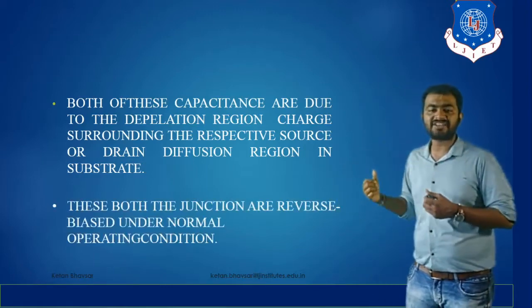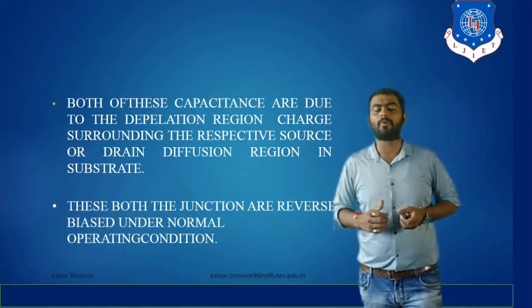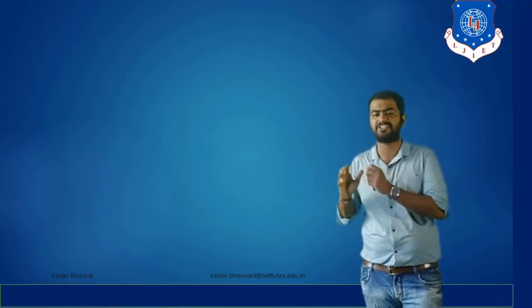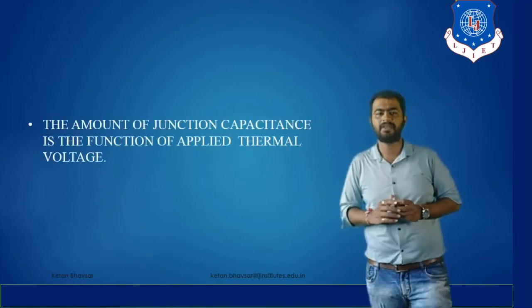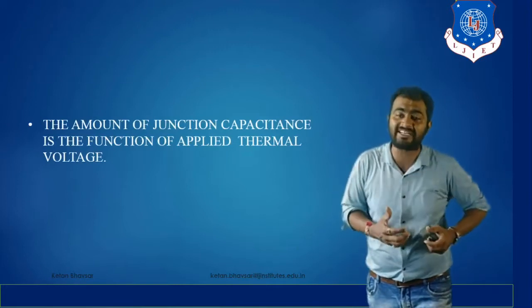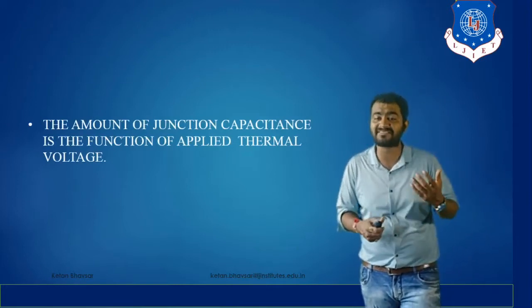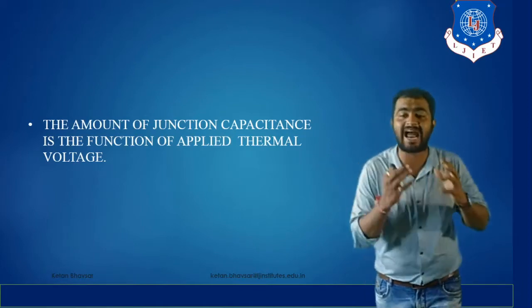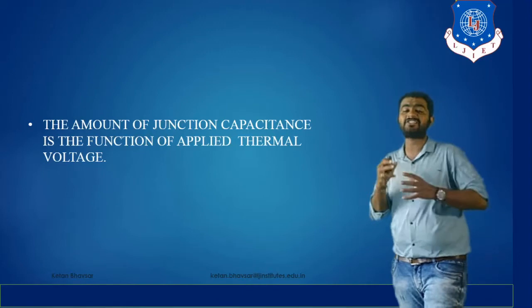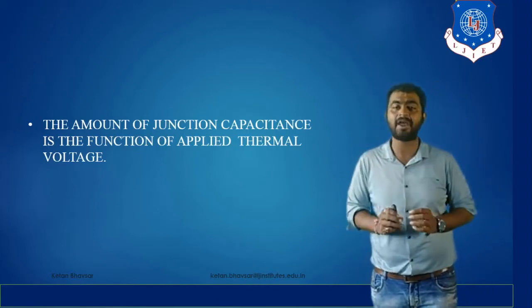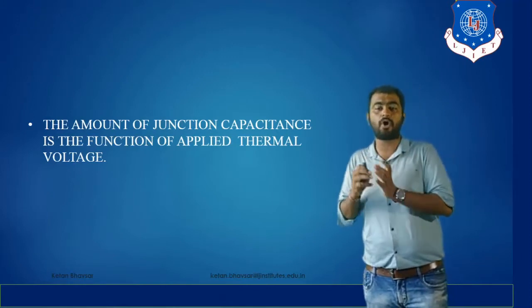Both of these junctions are reverse biased under normal operating conditions. So when you are in normal mode, we have to work in a specific region-based condition. The amount of junction capacitance is a function of the applied terminal voltage. So what exactly is the effect of capacitance? It is produced because of the applied terminal voltages, and it is totally related to the terminal voltages you apply for a specific region.